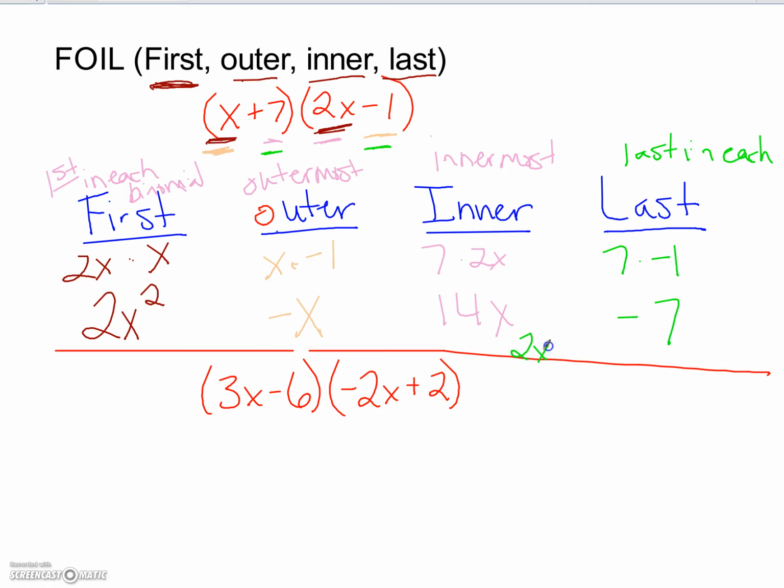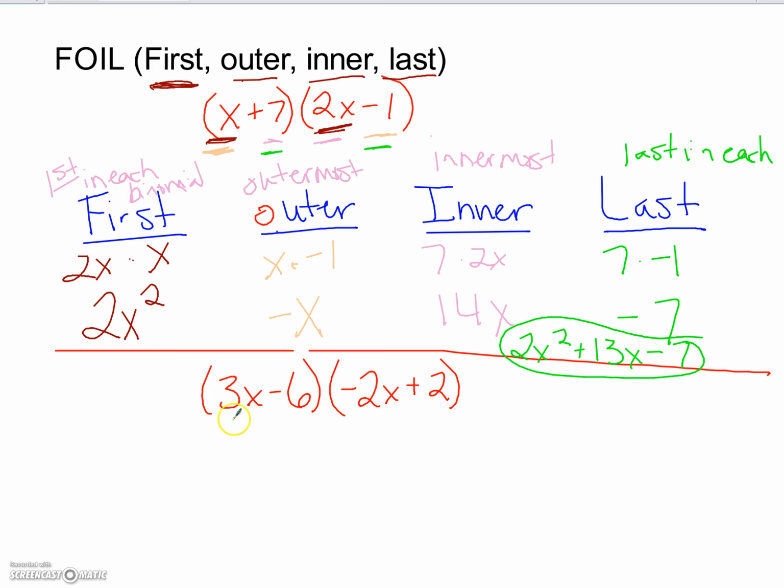Okay, so combine it all together. I can go ahead and simplify if I need to. So 14x and minus x gives me 13x minus 7. Okay, and we have now multiplied that. Okay, so you also have one other example for you to work on your own using the FOIL method.